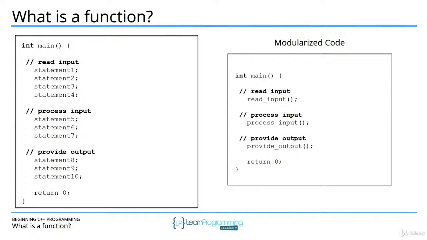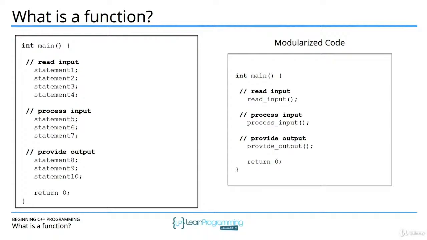Let's look at the example on the right side of the screen. In this case, we've replaced 10 statements with 3. These 3 statements are function calls. Now, when we look at our main function, we see less detail, more abstraction. We can now see read input, process input, and provide output. So we've modularized our program.